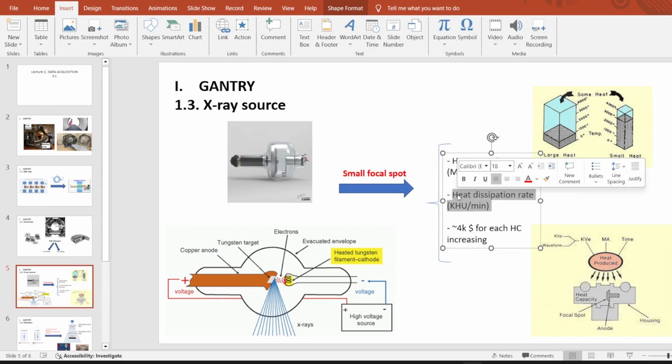It's all about the X-ray source. So what do we have? Oh, my filtration.